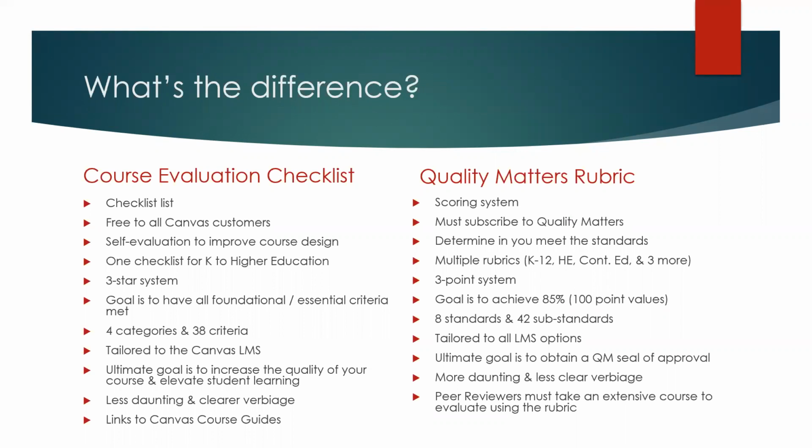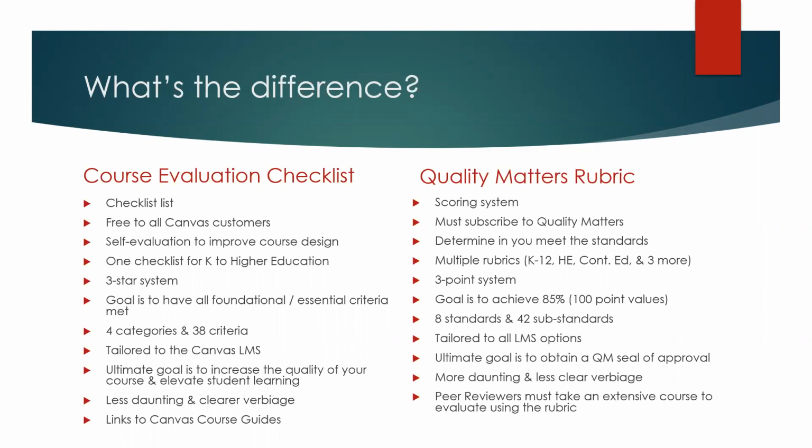The Canvas course checklist is a 3-star system, whereas the Quality Matters rubric is a 3-point system. For the checklist, your goal is to have all foundational and essential criteria met. And there are 4 categories and 38 criteria. In Quality Matters, the rubric adds up to 100 points, and you have to achieve 85% of the 8 standards and 42 substandards in order to be considered a quality course.